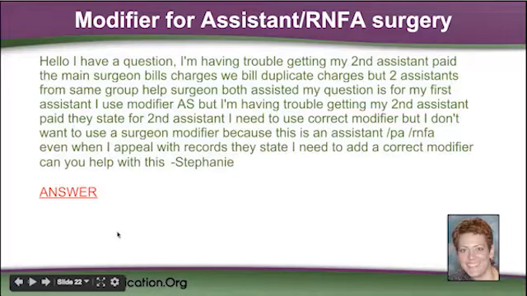Both assisted. My question is for my first assistant, I use modifier AS, but I'm having trouble getting my second assistant paid. They state for second assistant I need to use correct modifier, but I don't want to use a surgeon modifier because this is an assistant, a PA. Even when I appeal with records, they state I need to add a correct modifier. Can you help me with this? Okay, so here we go.